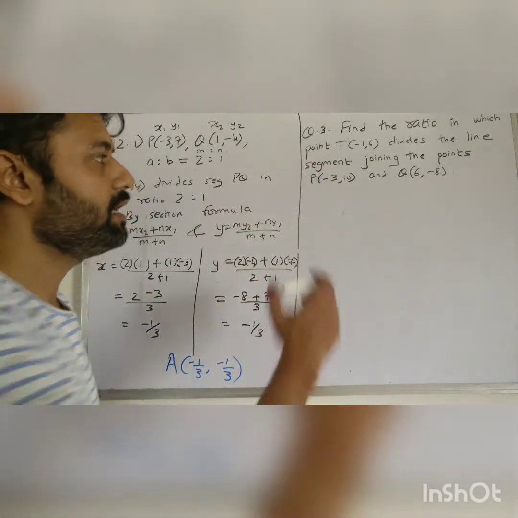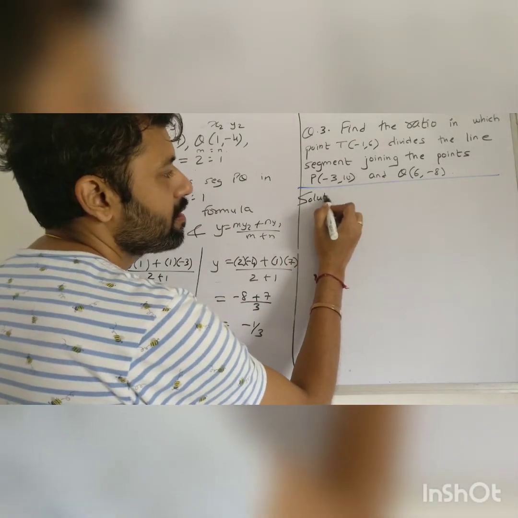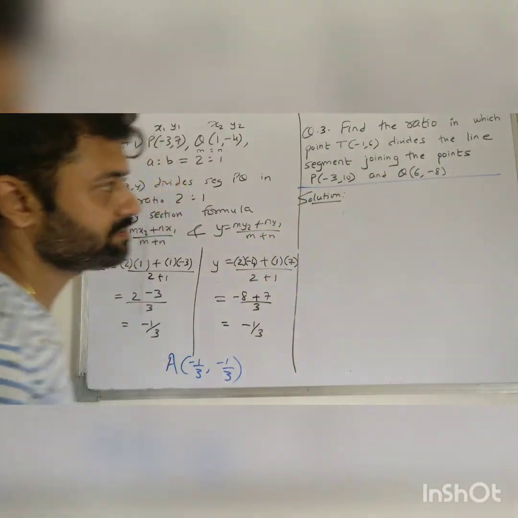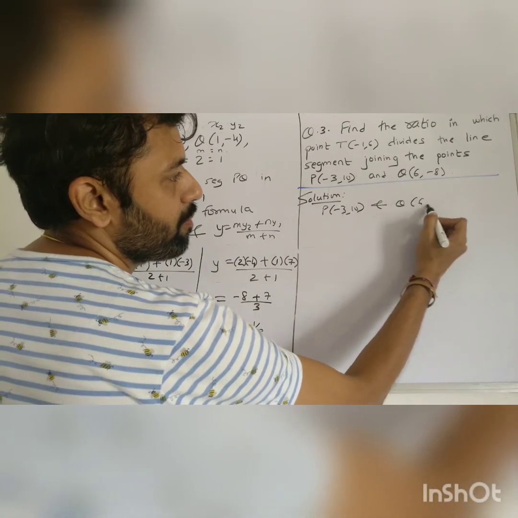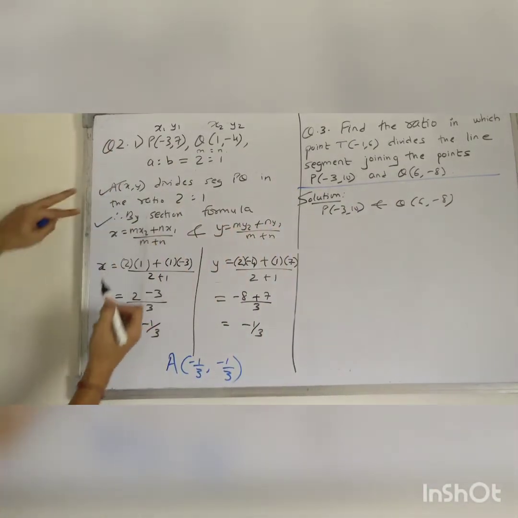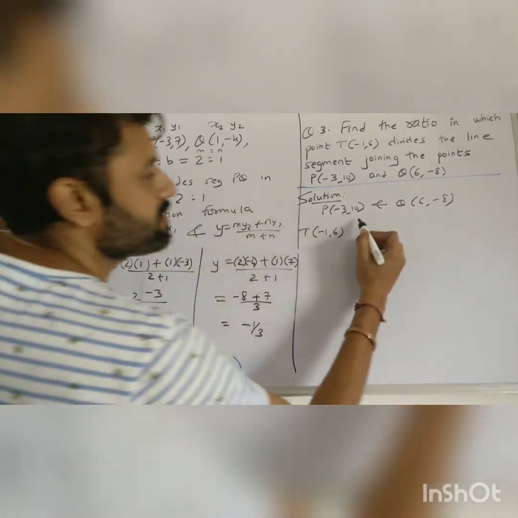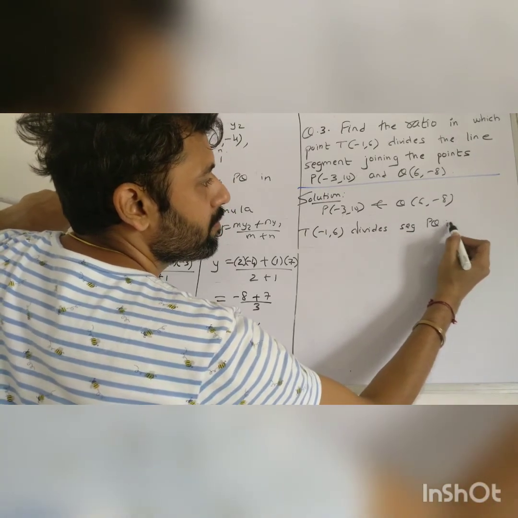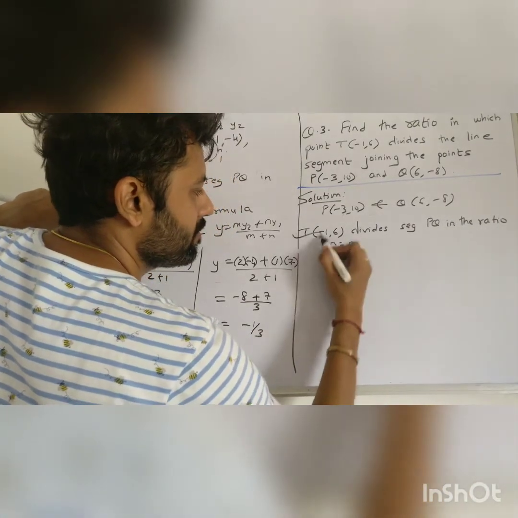Now question number 3 is this. They are asking us to find the ratio in which point T divides. See, P is minus 3 comma 10 and Q is 6 comma minus 8. These are given points. You should always mention them. And now I am using these two lines. T minus 1 comma 6 divides segment PQ in the ratio, it is not given, so m:n.